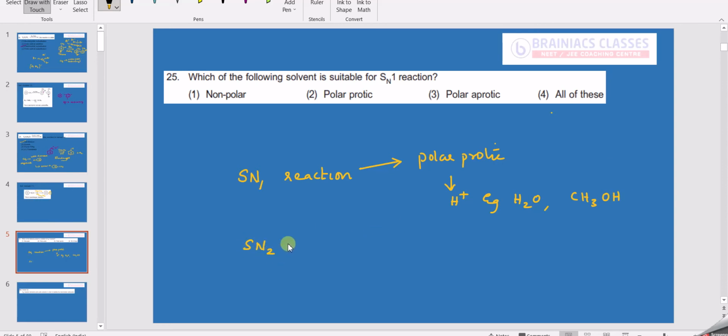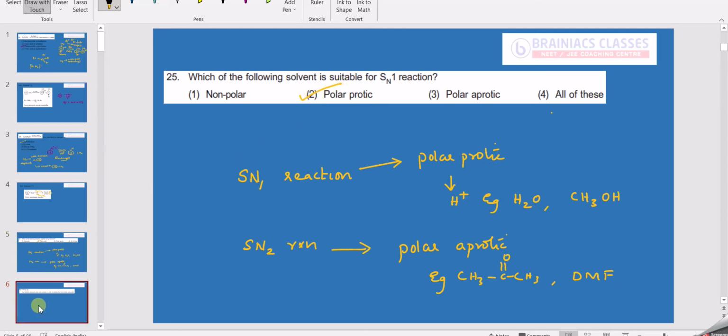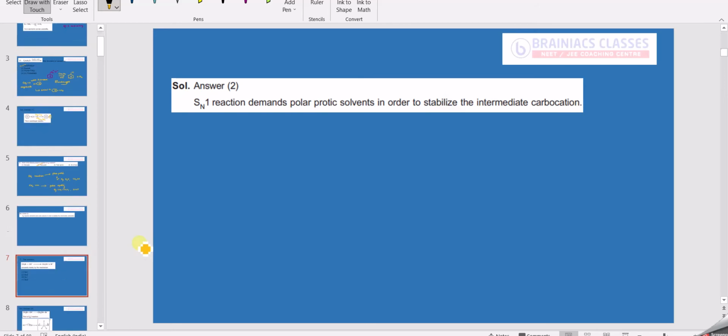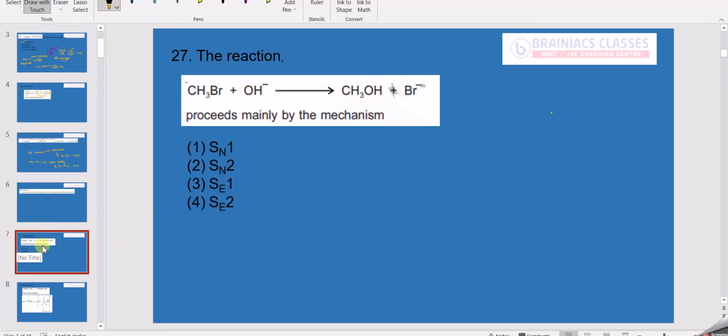And we know SN2 reaction is favored by which type of solvent? We know it is polar aprotic solvent. Example, acetone, CH3, C double bond O, CH3. We can see here it cannot donate any H+. And another famous one is DMF, dimethylformamide. Okay, so you know the answer. So we can say polar protic. Option 2 is the correct answer. Okay, you are correct. Now we will switch to the next question.